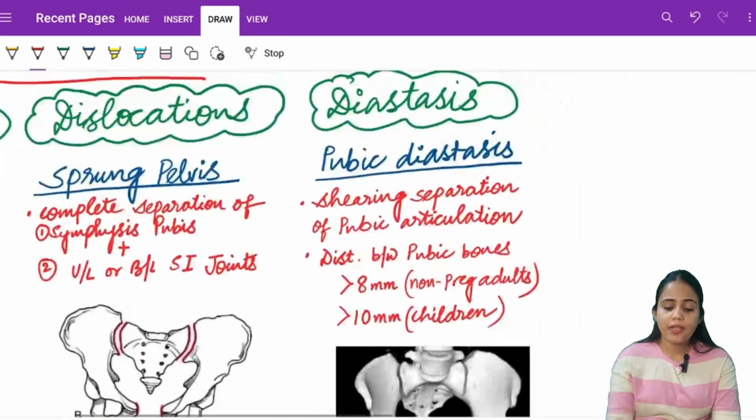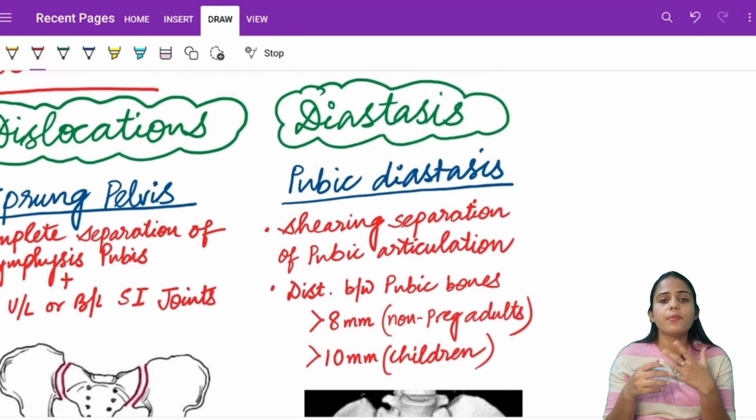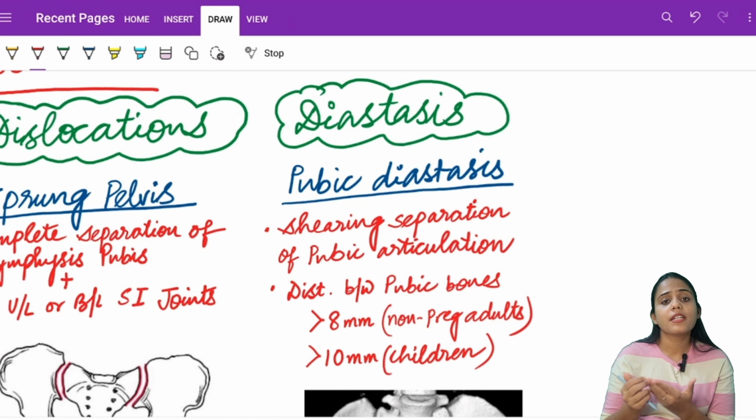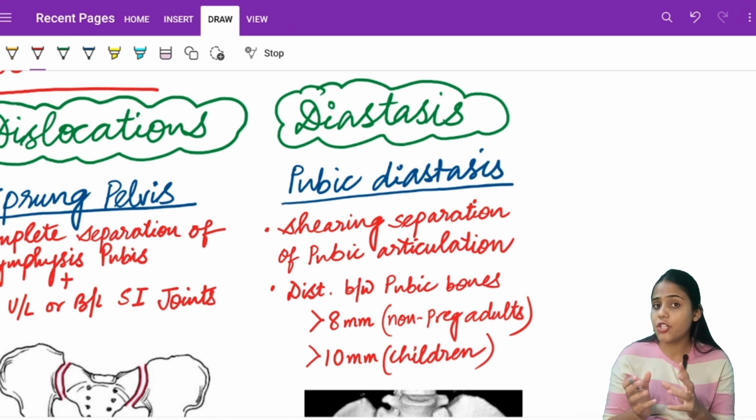Next is diastasis, and in diastasis we have the pubic diastasis. There is a shearing separation between the pubic articulation at the symphysis pubis. So the normal distance between the pubic articulation in children should be up to 10 mm, and in non-pregnant adults it should be up to 8 mm. If anything more than 8 mm in non-pregnant adults, it is a pubic diastasis, and in children anything above 10 mm, it is a pubic diastasis.